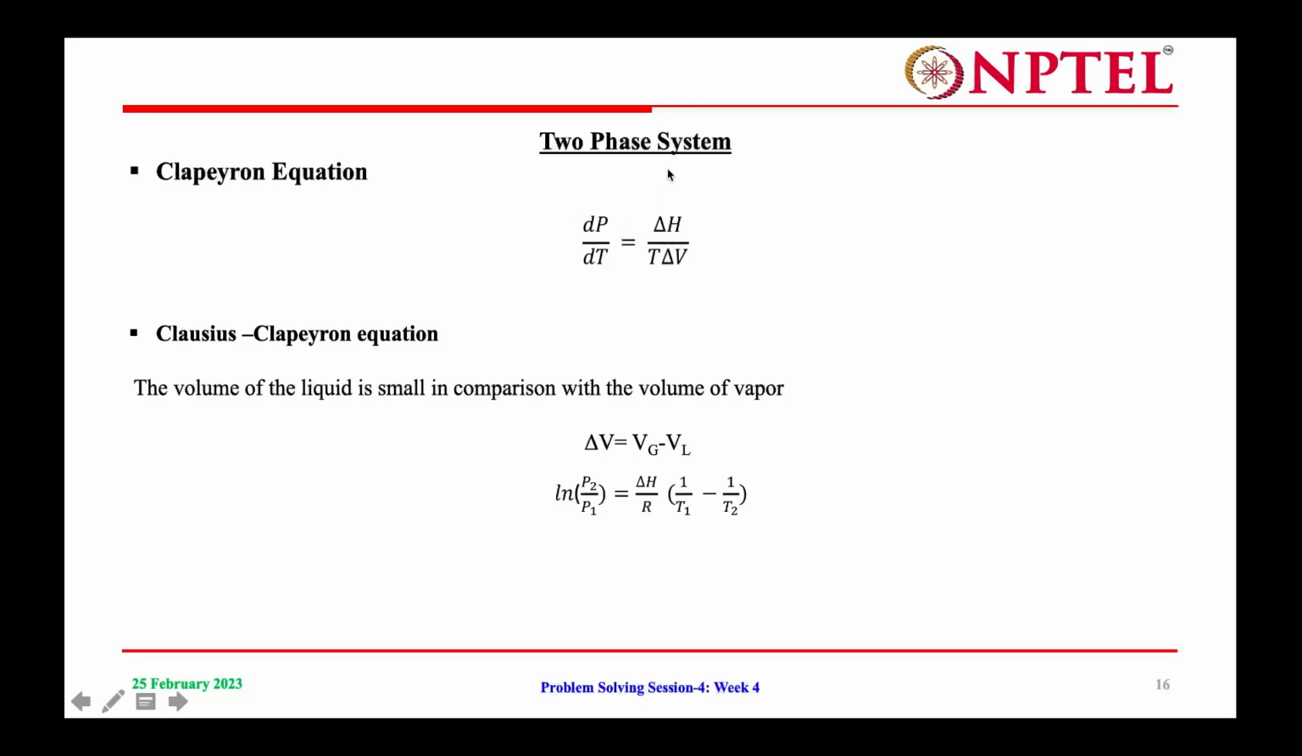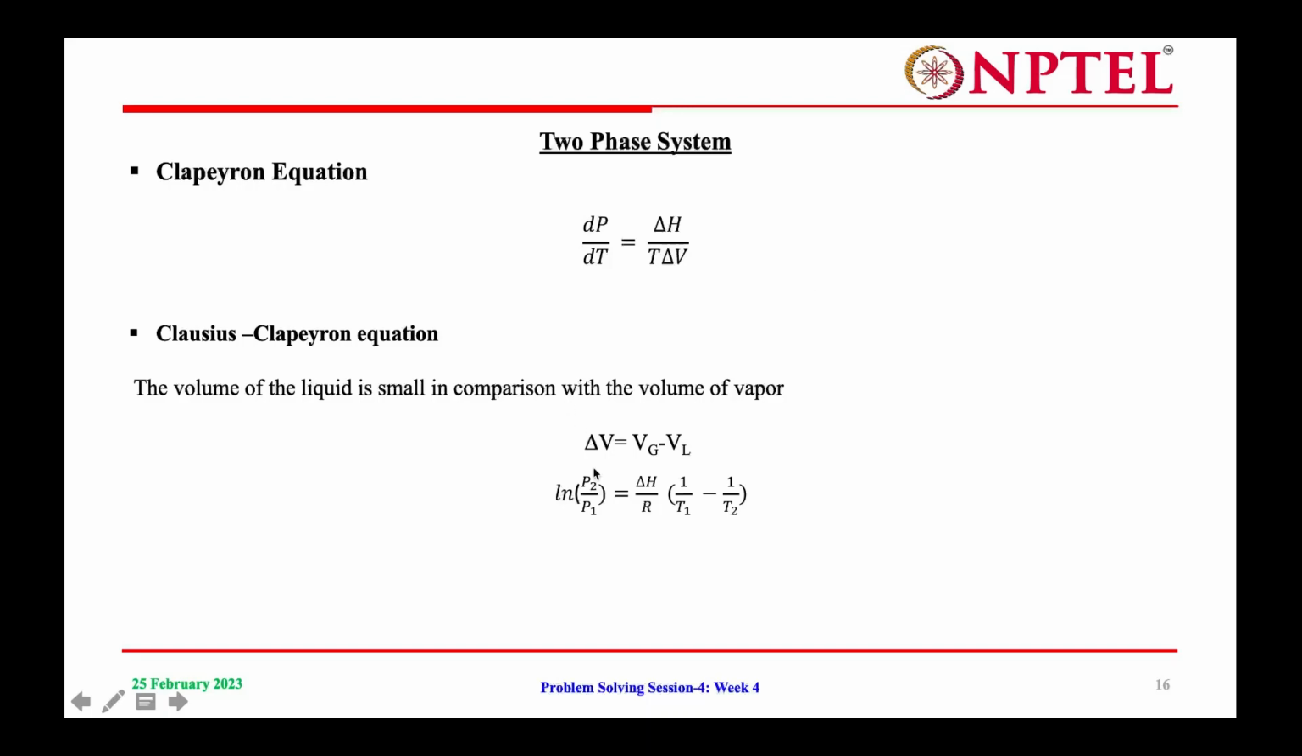Now for two-phase systems, here is the Clapeyron equation: dP/dT equals delta H divided by T delta V. Here delta H is the change in enthalpy and delta V is the change in volume; it relates temperature with pressure. For the Clausius-Clapeyron equation, the assumption is that the volume of the liquid is small in comparison with the volume of vapor.